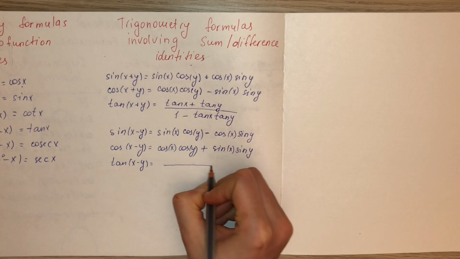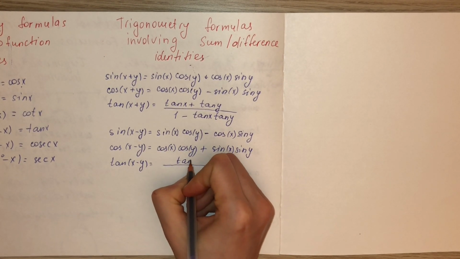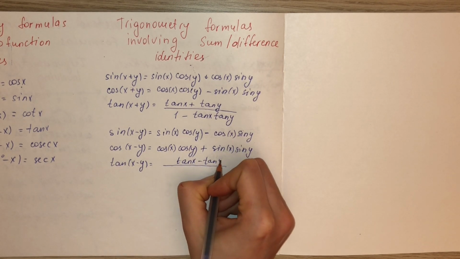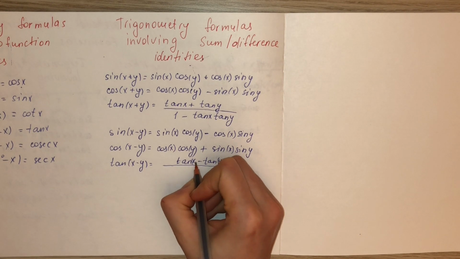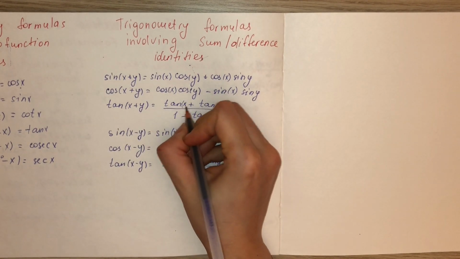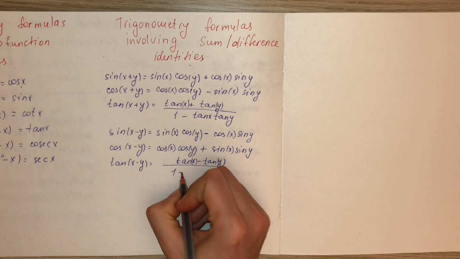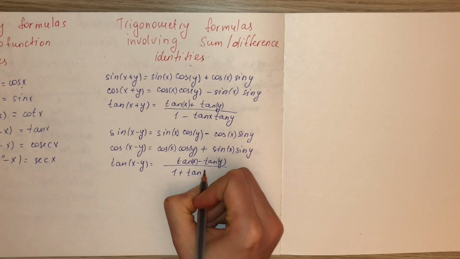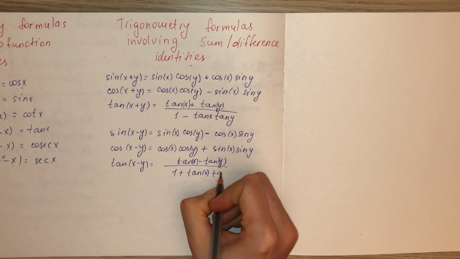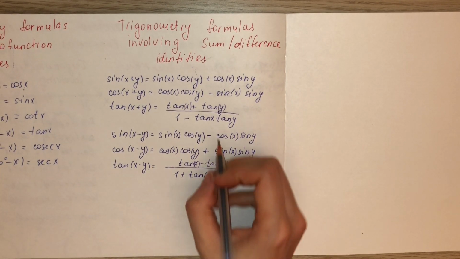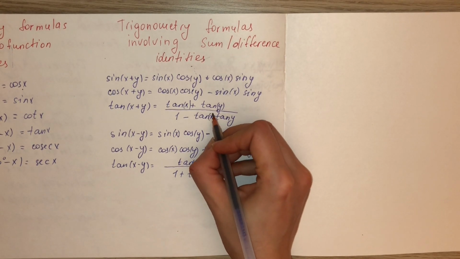It is tangent x minus tangent y over 1 plus tangent x tangent y. Here is multiplication, and here also is multiplication.